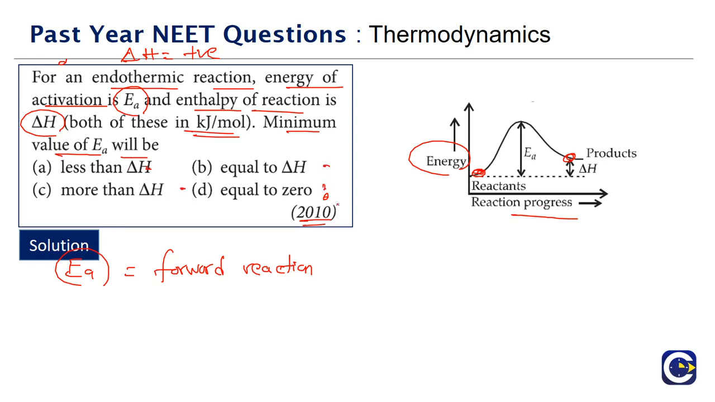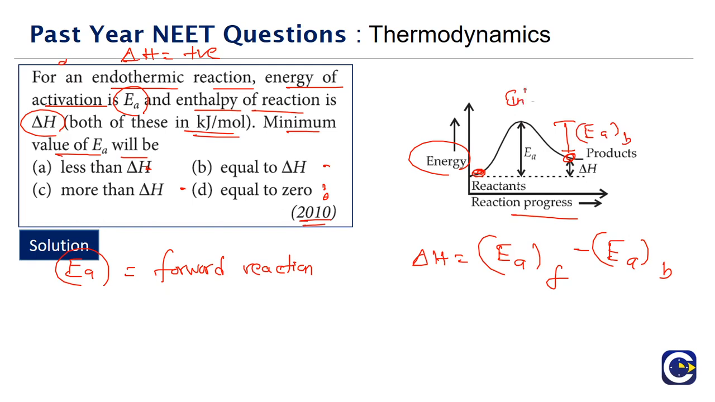See, for any chemical reaction, the delta H value can be expressed in terms of the activation energy of the forward reaction minus the activation energy of the backward reaction. Activation energy of the backward reaction means what? This one. We are not using it here, but this gap, from product to the intermediate. This is the intermediate.